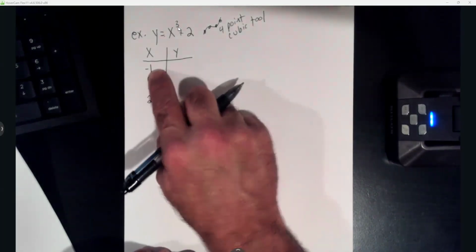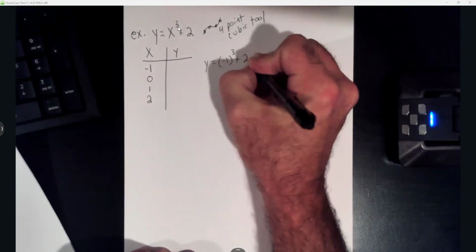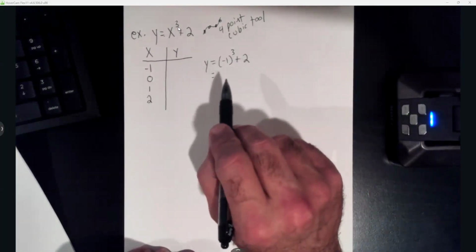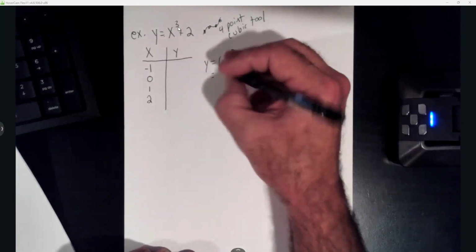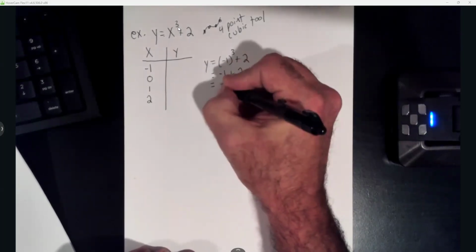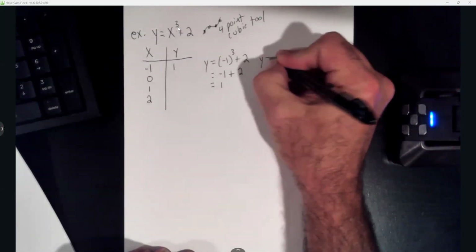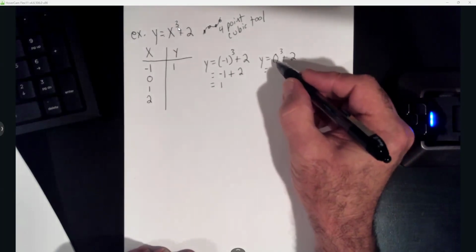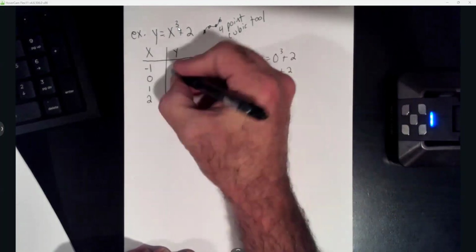All right, so by hand, you put a -1 in. A negative number to an odd exponent will stay negative. So -1 times -1 is 1. 1 times -1 is -1. Plus my 2. -1 plus 2 gives us 1. Put in a 0. 0 cubed plus 2. We all know 0 times 0 times 0 is 0 plus 2, which gives me 2.